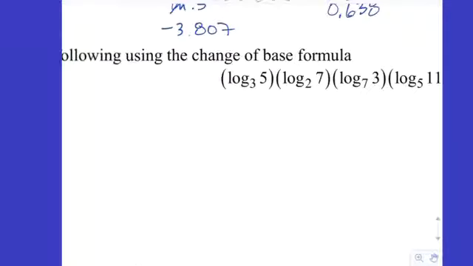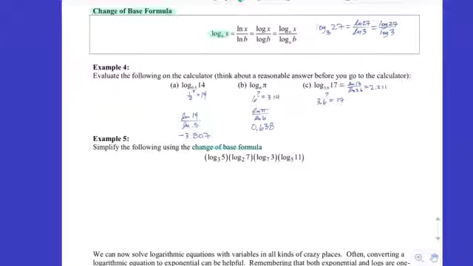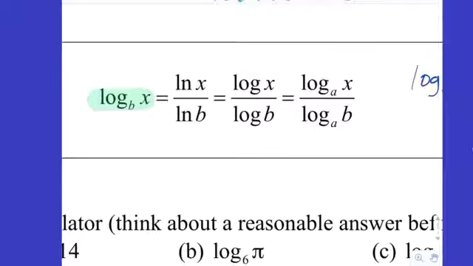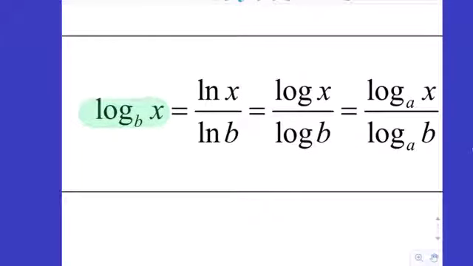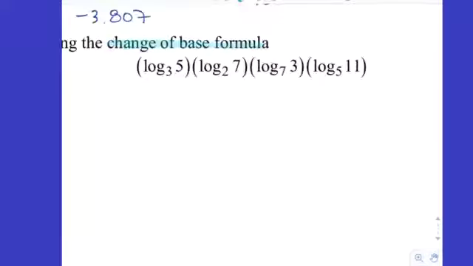There's a hint up here of how to do that using the change of base formula. If you remember what that was from yesterday, that says that you can take any base that you'd like and convert the base you're given to that base by taking the log of your new base, we'll call it A, of the old argument over log of your new base of the old base in the denominator. When we're trying to evaluate it, we'll typically change them to base E with the natural log. But that isn't necessarily going to help us here, but it might.